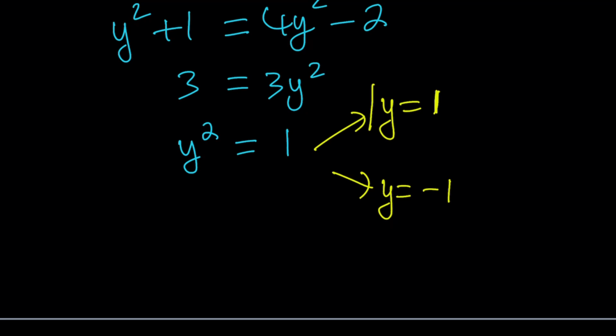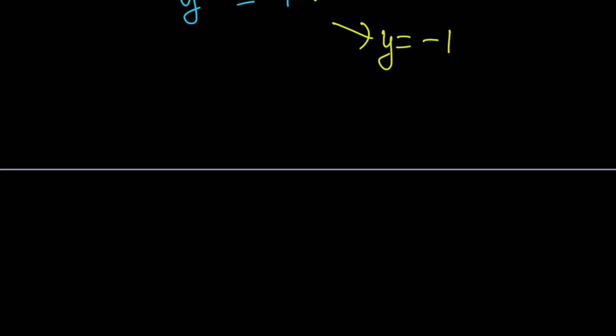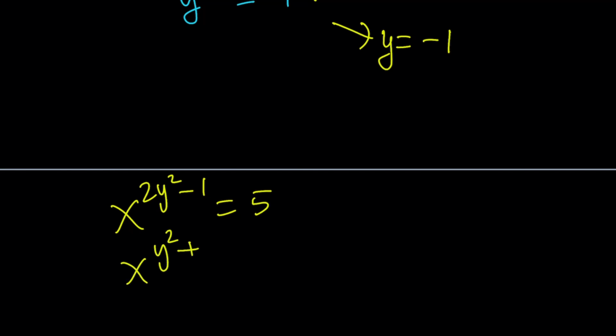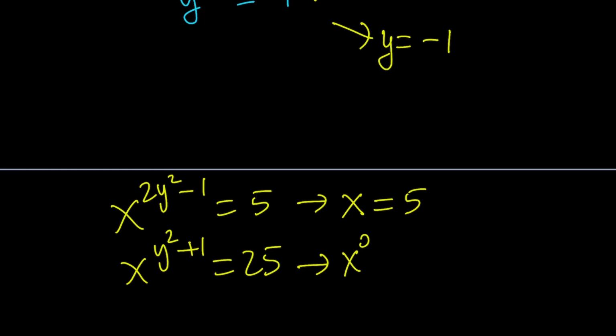What happens if y is equal to 1? Well, the best way to understand is just to plug it in. So remember the original system: x to the power 2y squared minus 1 equals 5, and x to the power y squared plus 1 equals 25. You do want to check both of them. Let's plug in y equals 1. The first one gives us x to the power 1, which is x, equals 5. The second one gives us x to the power 2 equals 25, and this gives us two solutions, 5 and negative 5.